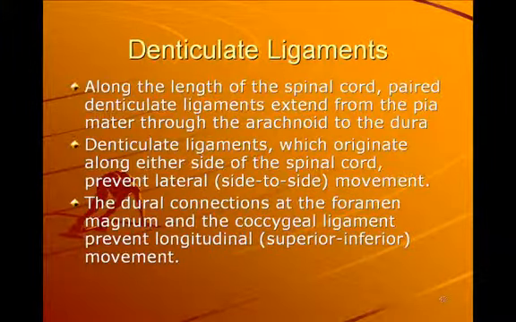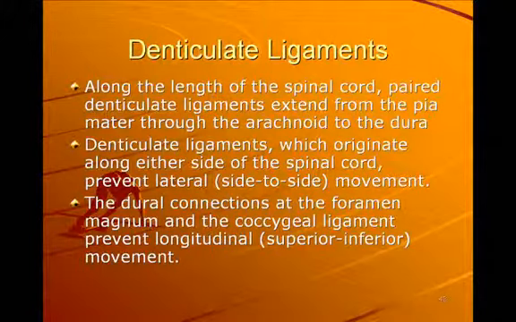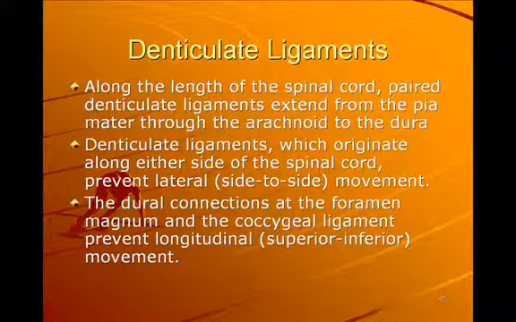The denticulate ligaments along the length of the spinal cord, paired denticulate ligaments, extend from the pia mater through the arachnoid to the dura. The denticulate ligaments, which originate along either side of the spinal cord, prevent lateral, side-to-side movement of the cord. The dura connection at the foramen magnum and the coccygeal ligaments prevent longitudinal, superior to inferior movement.